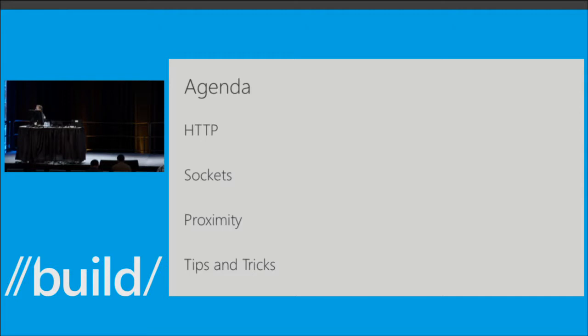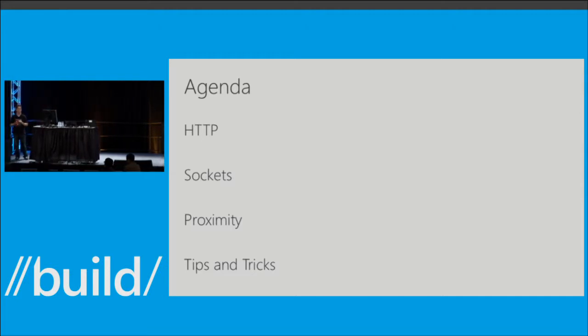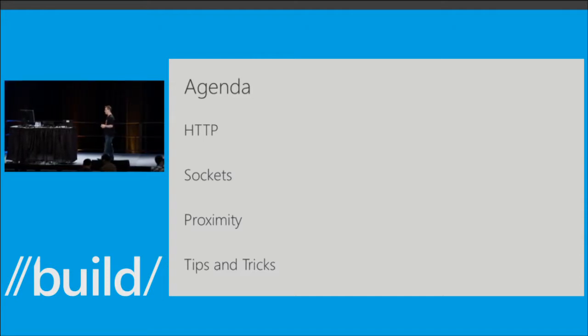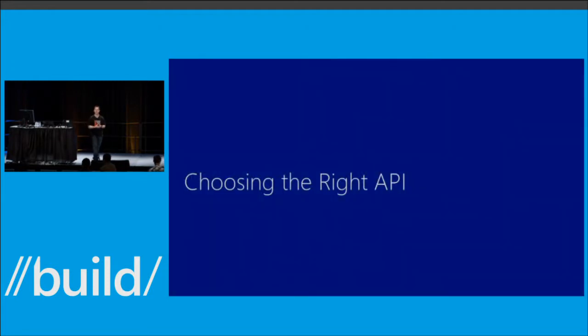So I'm going to talk about 4 basic things today. Basic HTTP and REST, sockets, proximity, which is how devices that are close by to each other can talk to each other, and then some tips and tricks from some of the apps that we've built and some of the apps that our ISV partners have built. But before I get on to those 4 things, there are a couple of other points I want to briefly touch on. And the first one is about choosing the right API for the apps that you're building.